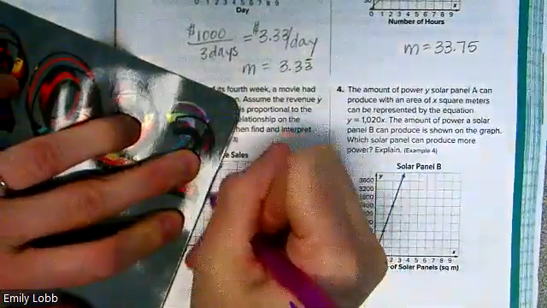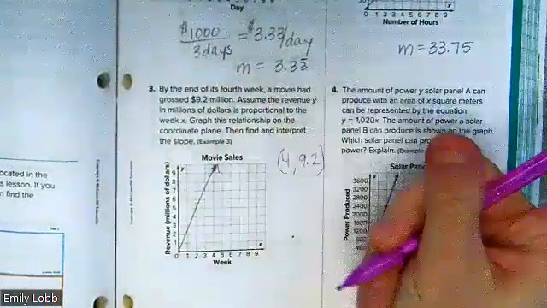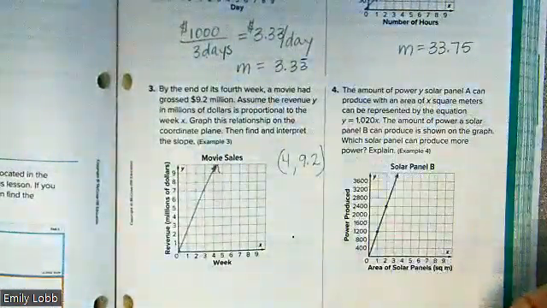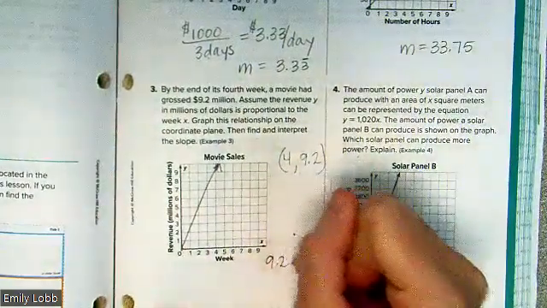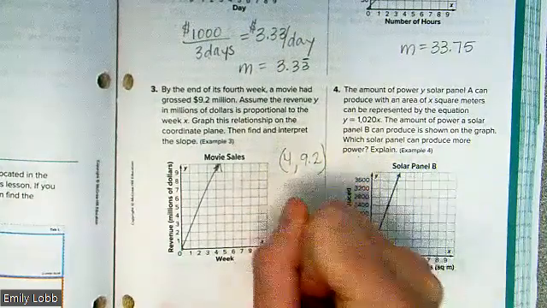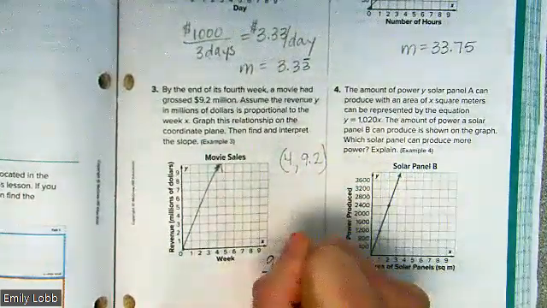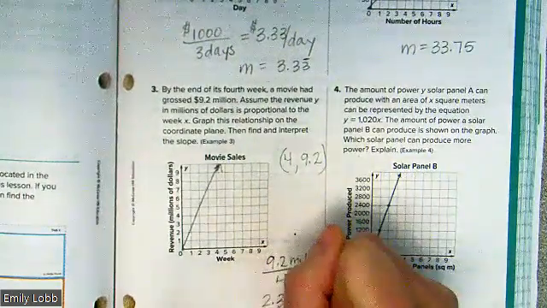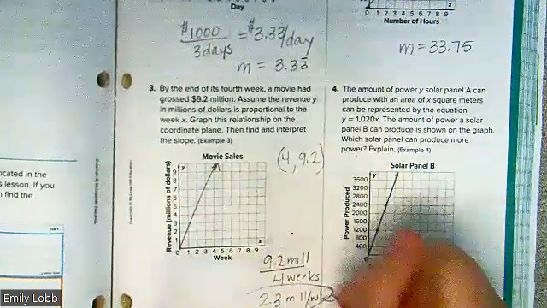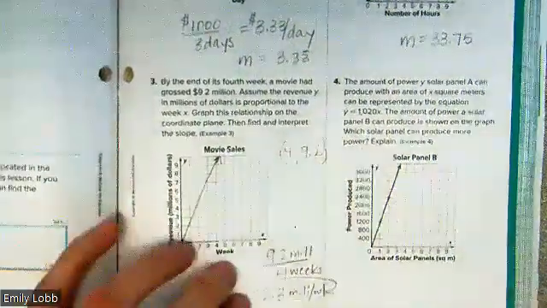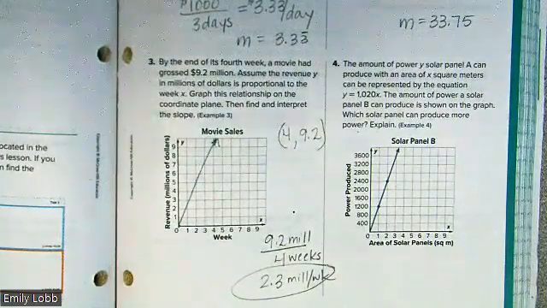And to figure out exactly how steep, to figure out our slope, we can find our unit rate, how much they make each week. So 9.2 million in 4 weeks, you should have gotten 2.3 million per week. This would be both your slope and your unit rate. For sure. I'll take it.